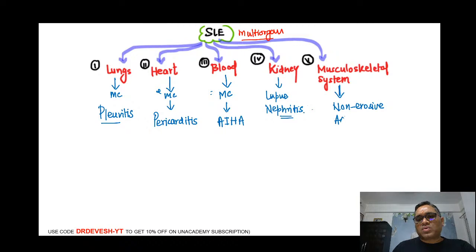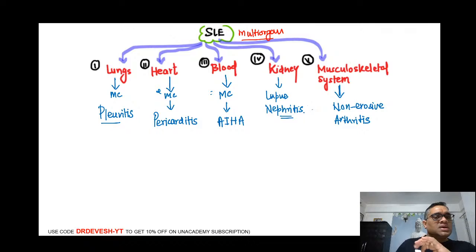So they will be having non-erosive arthritis. Very good, Tanya, Harsha, Amit, Devashish, Pooja, Prashant, all are telling that it is a non-erosive arthritis. Now you have to understand all these things. What we are seeing here: lung involvement is most commonly pleuritis, heart is pericarditis, blood is autoimmune hemolytic anemia, kidney is lupus nephritis, musculoskeletal system is non-erosive arthritis.